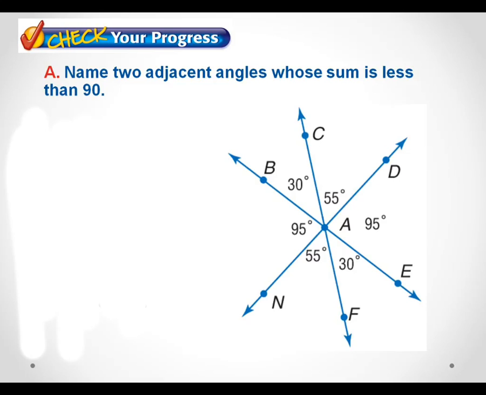Who could name, there's a couple sets here, adjacent angles less than 90? Yeah, Carson. Angle FAE and angle FAN. Okay, those are adjacent. They share a vertex. They share a side. Their sum is less than 90. It is 85. Okay, very good.